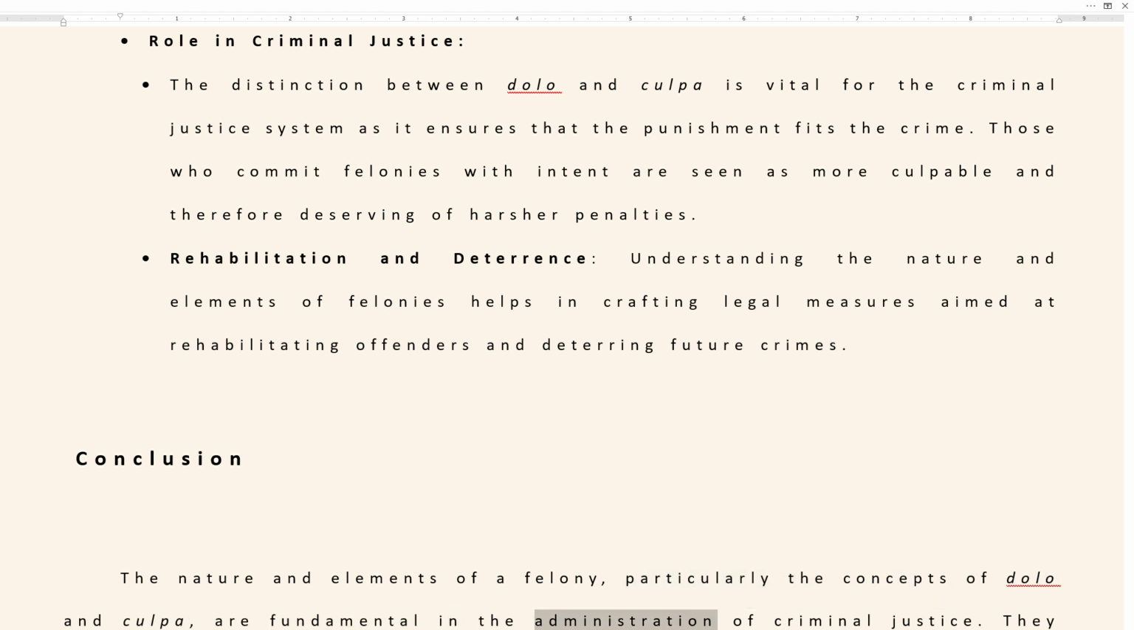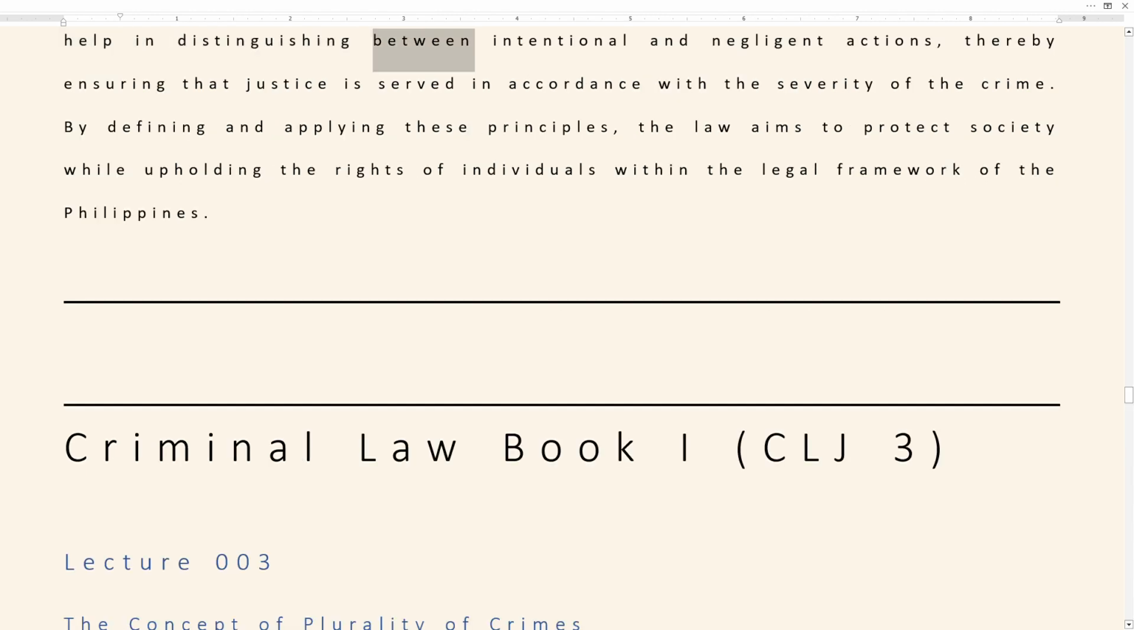Conclusion. The nature and elements of a felony, particularly the concepts of dolo and culpa, are fundamental in the administration of criminal justice. They help in distinguishing between intentional and negligent actions, thereby ensuring that justice is served in accordance with the severity of the crime. By defining and applying these principles, the law aims to protect society while upholding the rights of individuals within the legal framework of the Philippines.